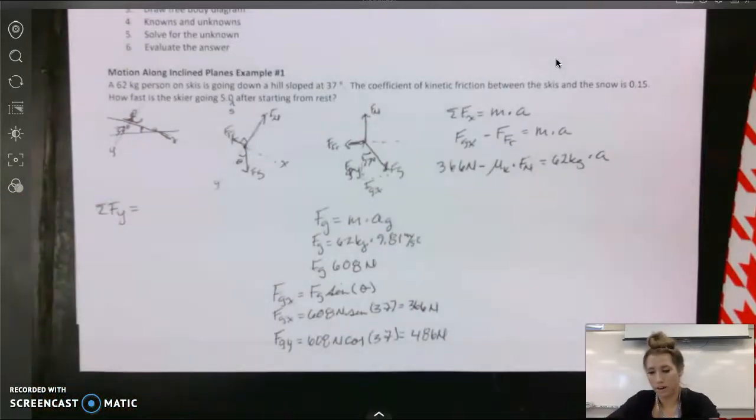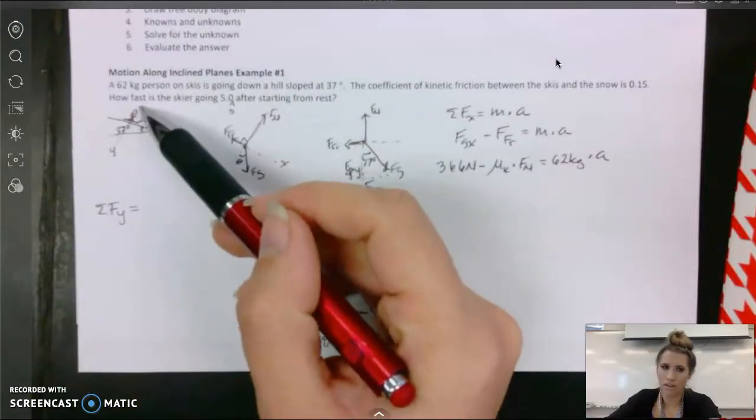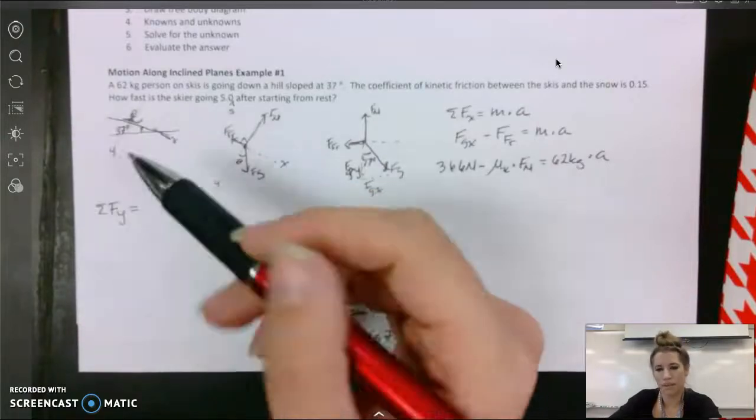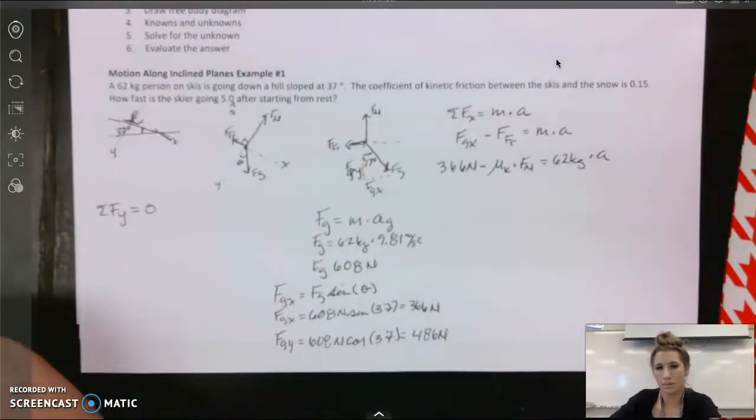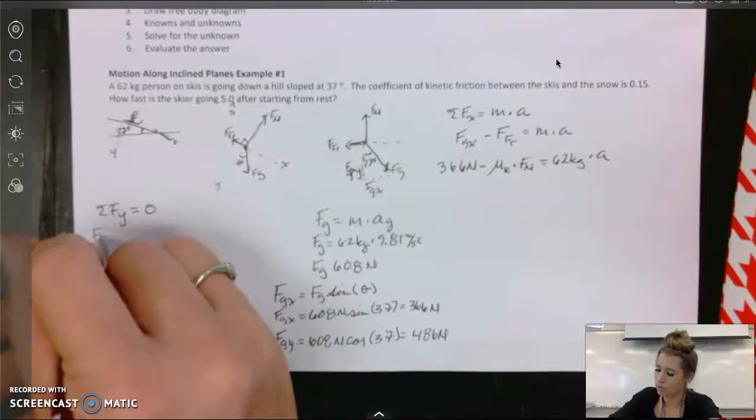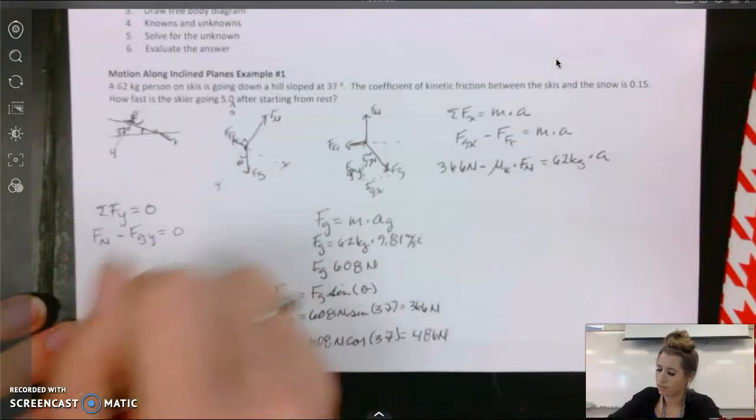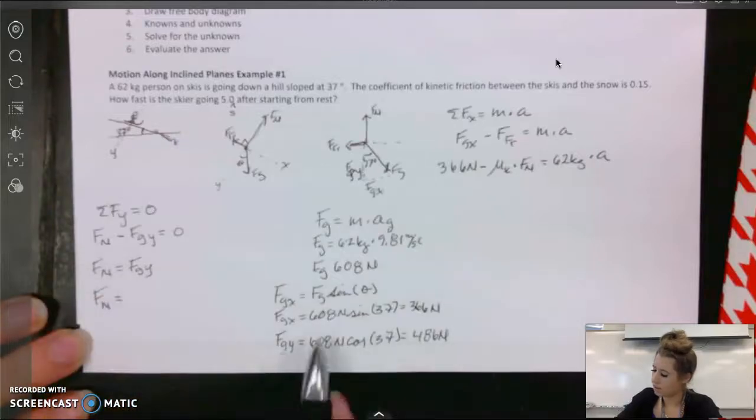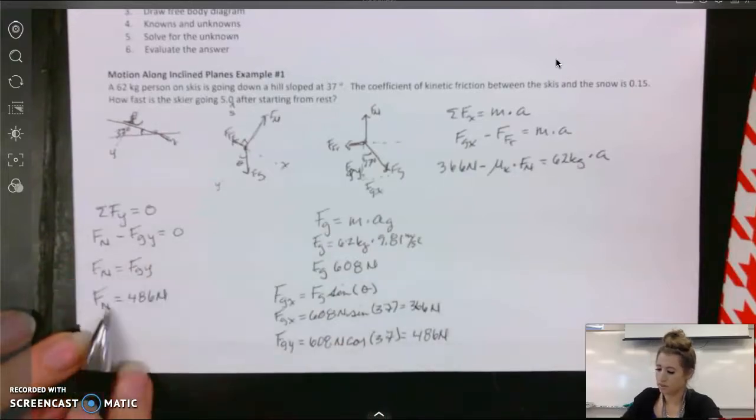Now, sum of the forces in the y. Remember that the y is perpendicular to the surface here. So we're not raising off of the incline and we're not sinking into the incline, right? As far as the y direction goes, we're staying in the same place. And so that means our velocity is constant, our acceleration is constant, or sorry, our acceleration is 0, which means the sum of the forces is 0. Okay? Now what's going on with the sum of the forces? Well, we have force normal, and then minus the y component of force due to gravity. So force normal is going to equal the force due to gravity in the y. And we solved for that. We know that is 486 newtons. So we can plug that in here.